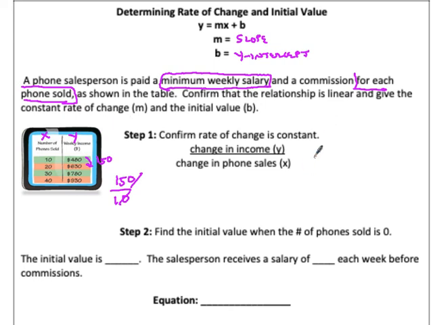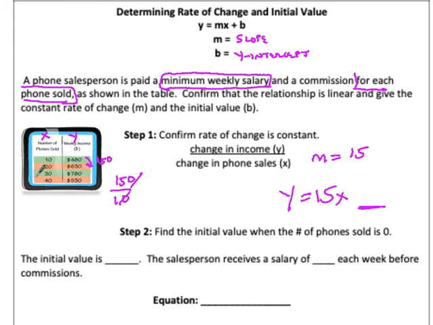So their slope is $15 per cell phone sold. We know already that x represents the number of cell phones sold. So we know that y equals 15 times x, because x is the number of cell phones sold, and they're making $15 for every cell phone they sell. y is how much money they make every week. That doesn't tell me, though, what their weekly salary is.